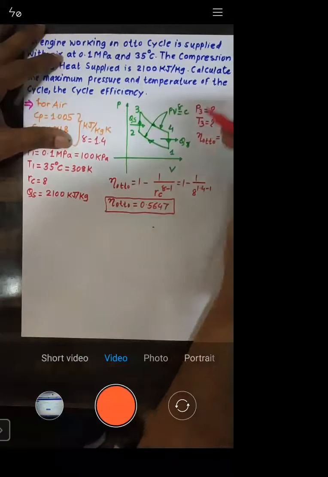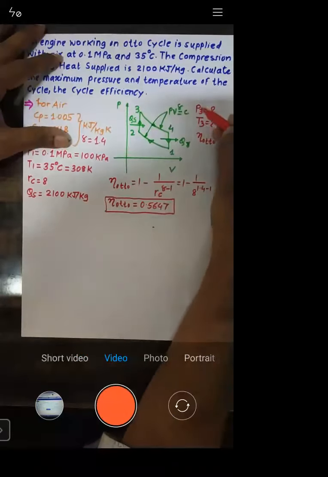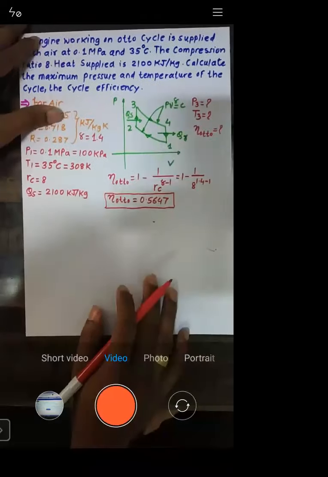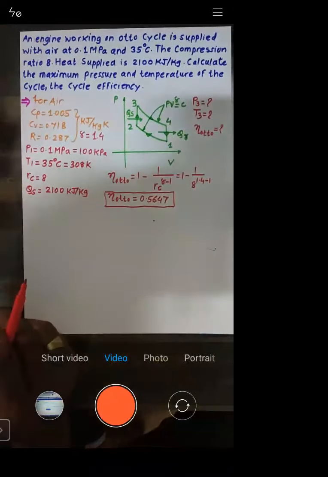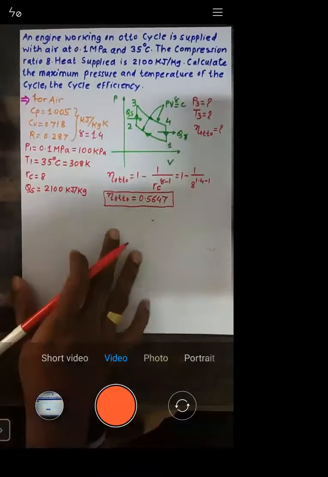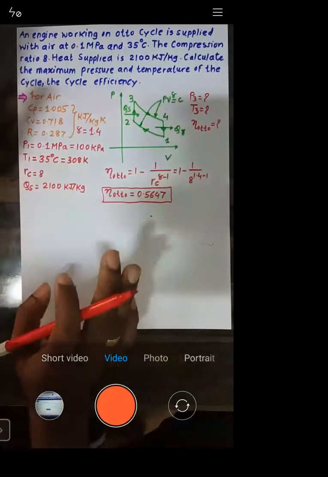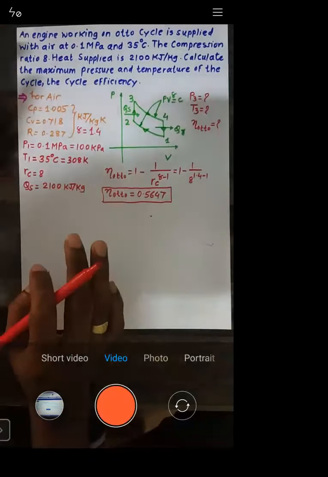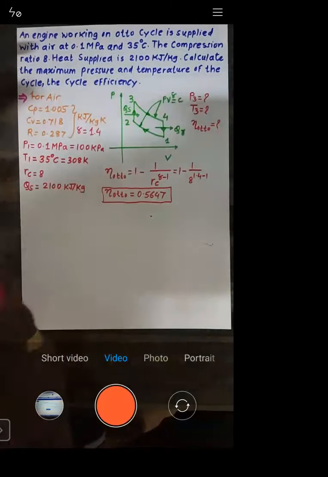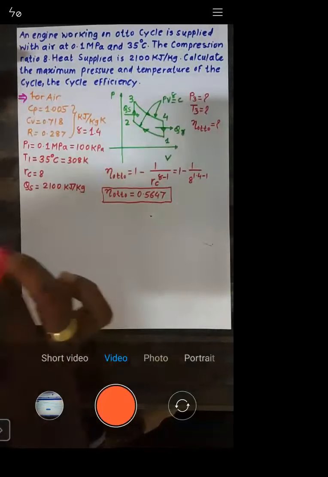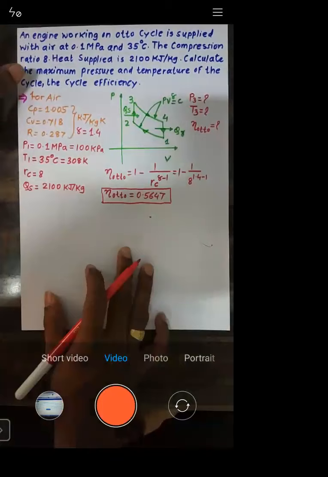Right. Let us go to the calculation of P3 and T3. Now all of you see, if you are able to calculate pressure, volume, and temperature at every point, the problem will be solved automatically. Let me clarify. What we need to calculate is the pressure, volume, and temperature at every point. How to do that?